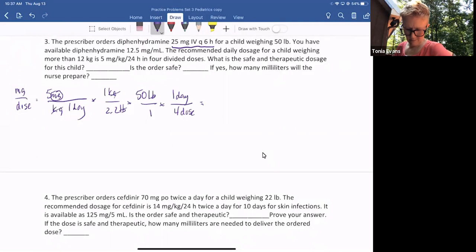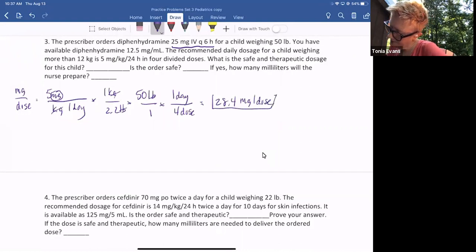Okay. So 5 times 50 divided by 2.2 divided by 4 equals 28.4 milligrams per dose. So that's our therapeutic dose. And our order is for 25. So yes, we are safe. 25 is definitely below 28.